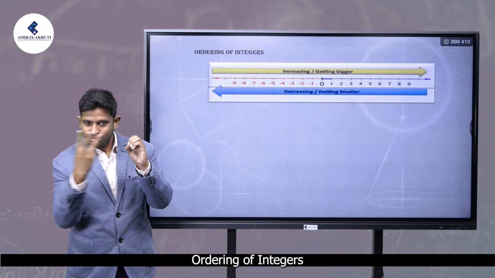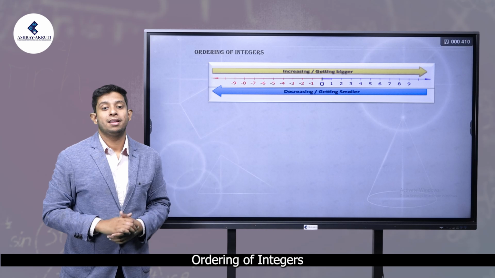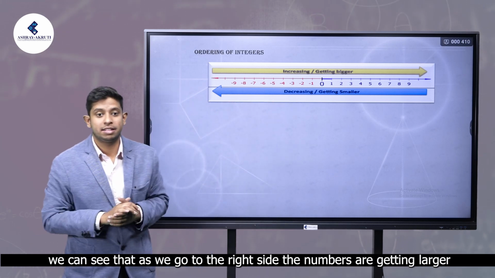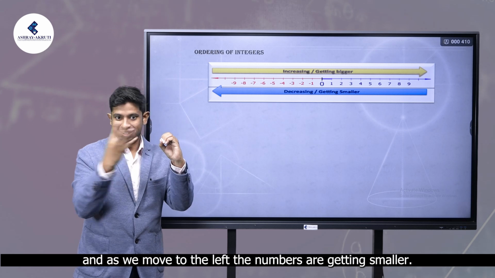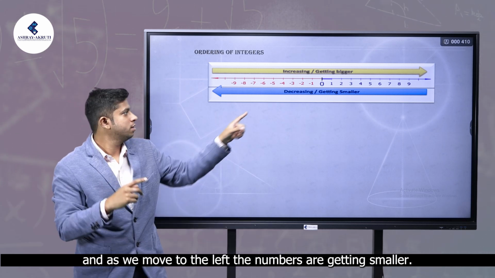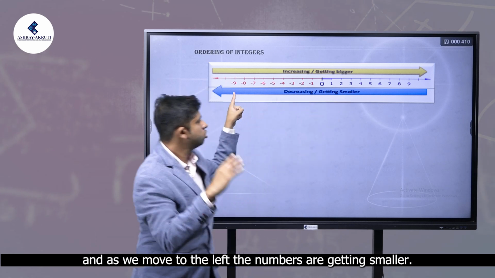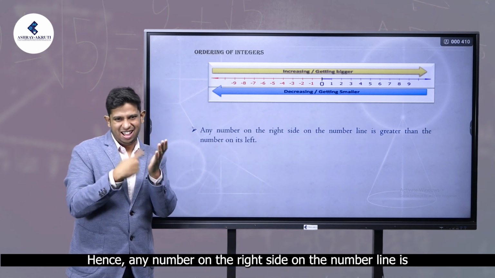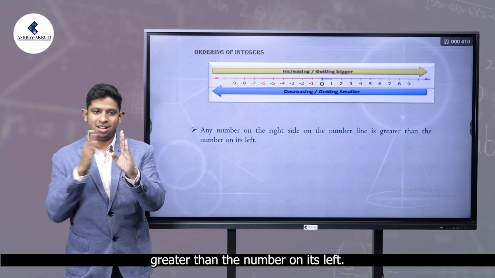Ordering of integers. From the above number line, we can see that as we go to the right side, the numbers are getting larger, and as we move to the left, the numbers are getting smaller. Hence, any number on the right side on the number line is greater than the number on its left.